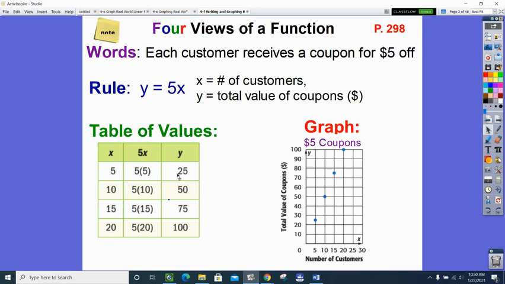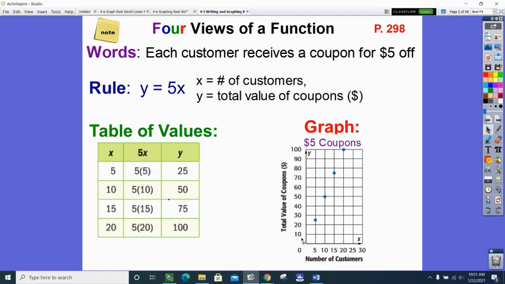And then you guys know that we're going to create a graph from our last video. Boo to the book. They always forget to put a title. That's such a bad move. So $5 coupons is what I'm calling this one. And I had to write that in because they didn't write it. The number of customers is our input, our X. And the dollars that those coupons are worth depends on how many customers.